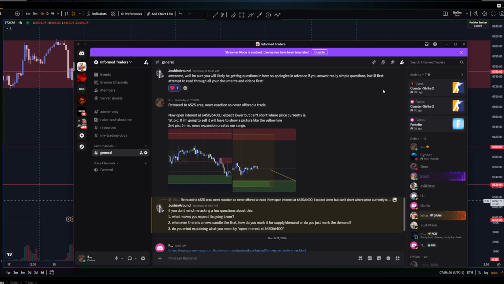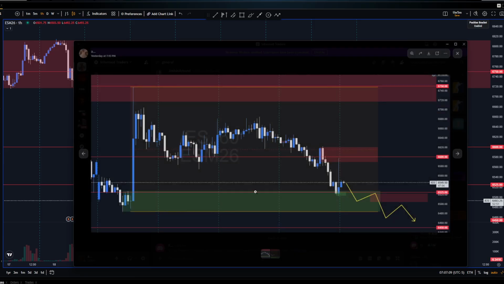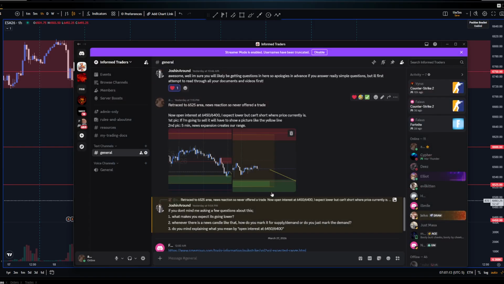Okay, morning video. This is weird, but I put this out yesterday evening. I said the open interest is at 6450, 6400, I expect lower, and this is the picture I'm looking for in price. I got a couple questions. What makes you expect it's going lower? About the news candle, how to mark the demand, and then about open interest.